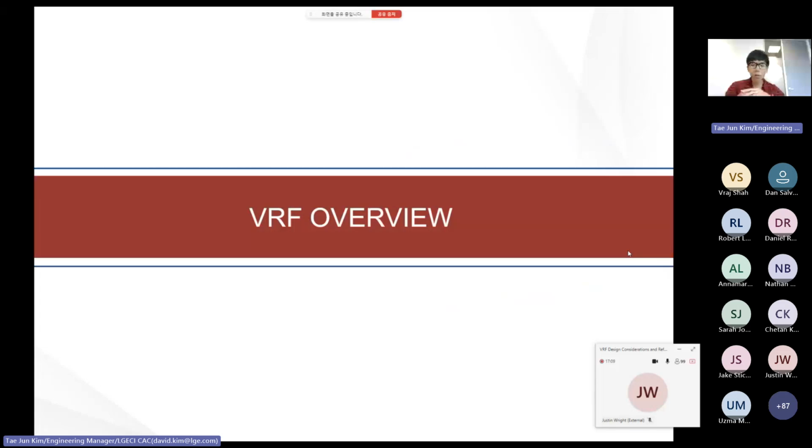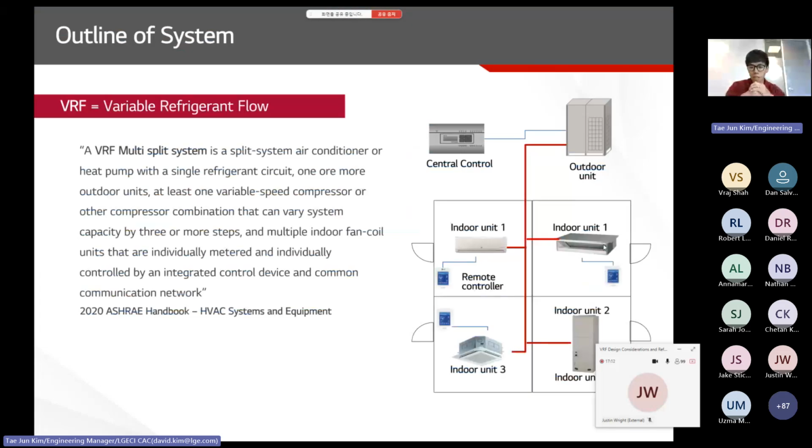The VRF, not sure if everybody knows what VRF is. Just to give you an explanation about the VRF based on the ASHRAE handbook, the VRF is a multi-split system. It is a split system air conditioner or heat pump with a single refrigerant circuit. I'm not going to read the entire phrase, but it's a very simple heat pump system, and it does not require any gas. That's the biggest portion.